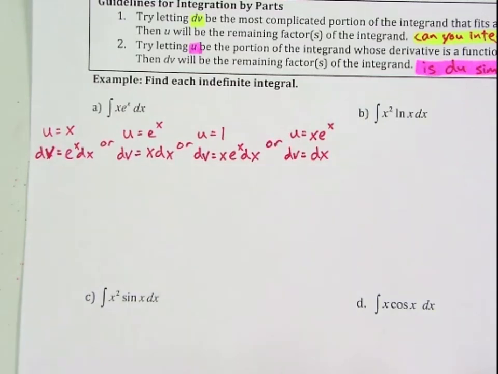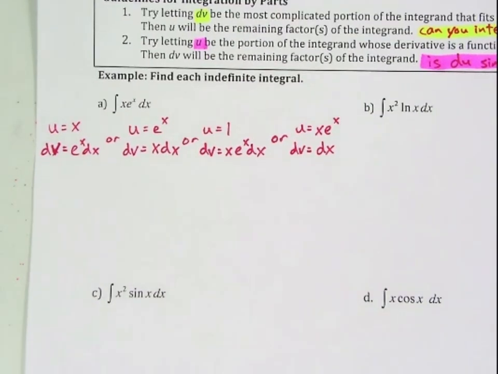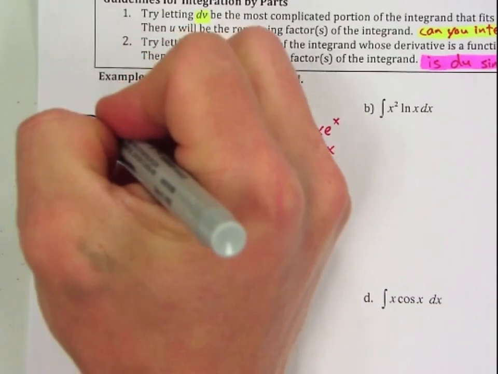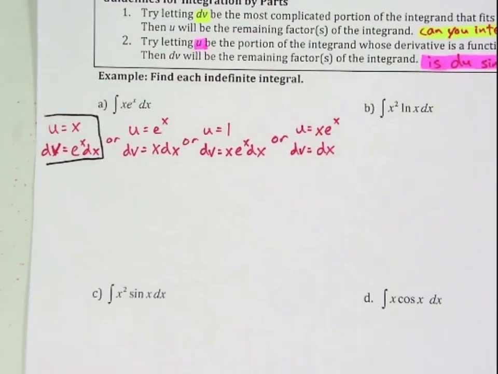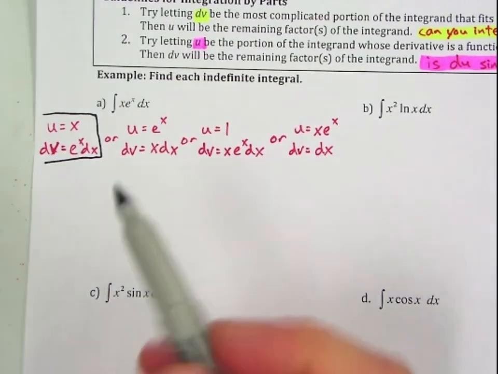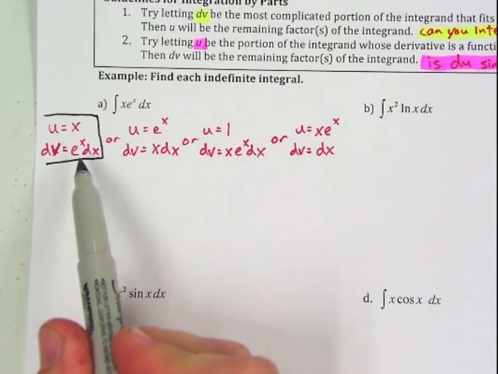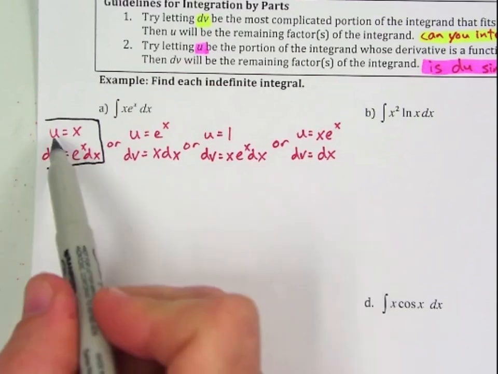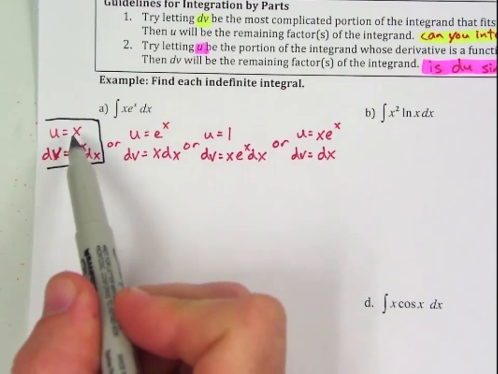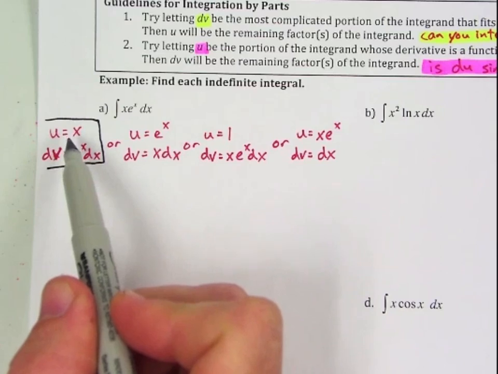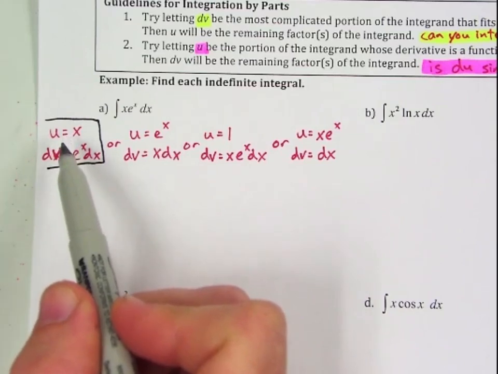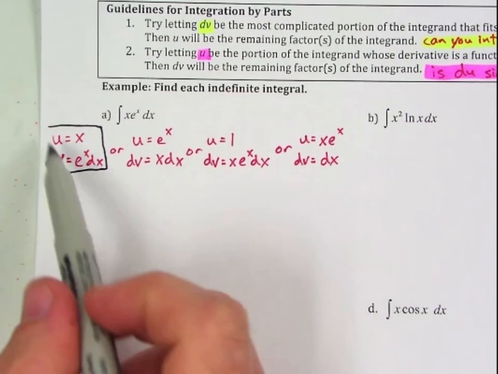So which one do we want to use? We're actually going to choose the first one. Okay, so let's look at this. For dv, can you integrate e to the x dx easily? Yeah, that's very easy. It turns into e to the x. Now if u equals x, is the derivative of u simpler than x? What's the derivative of x? 1. Is 1 simpler than x? Yes, it is. So this is probably our best choice right there.